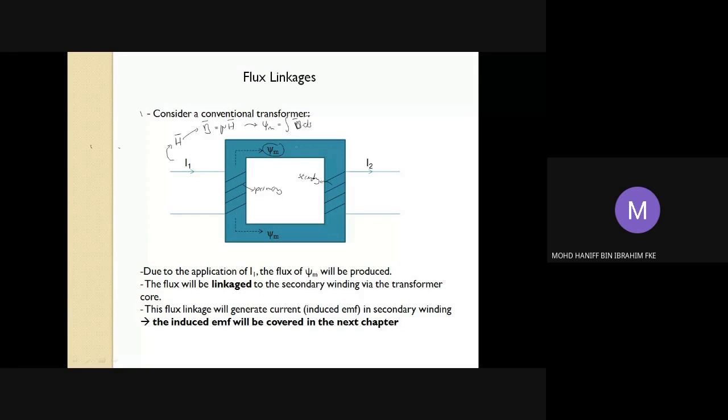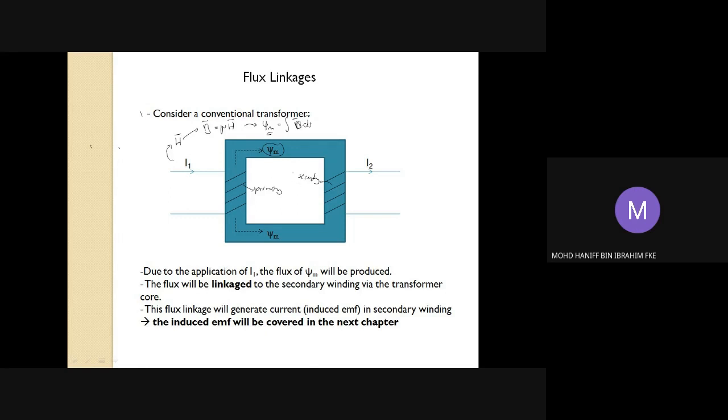Okay, so this is where I mentioned just now that we need to have a huge permeability mu r, or mu, so that we're going to have a huge value of B, and as such we can have a huge amount of magnetic flux psi m, and the flux will then be linked to the secondary windings as shown in the diagram. So this is what we call the flux linkage.